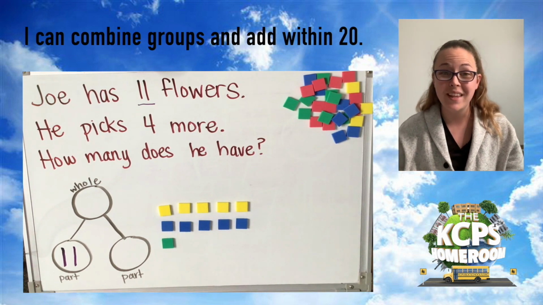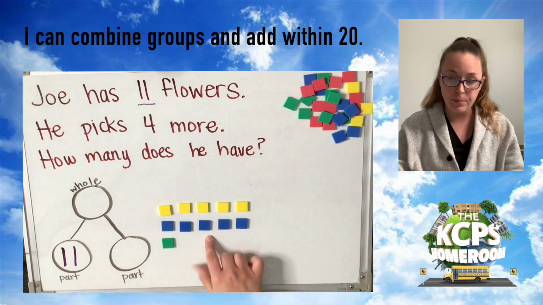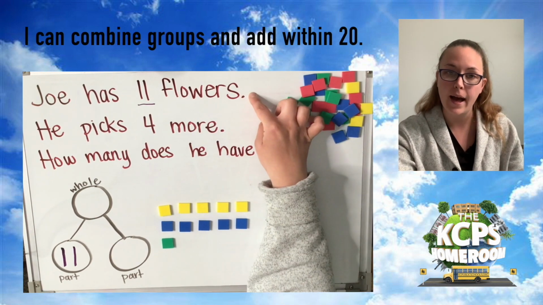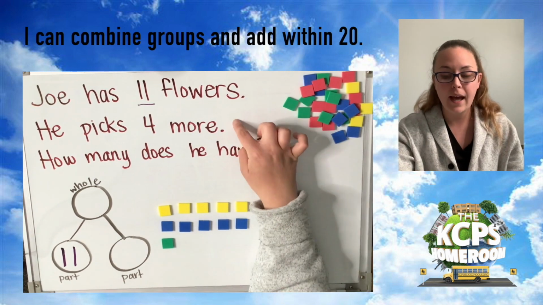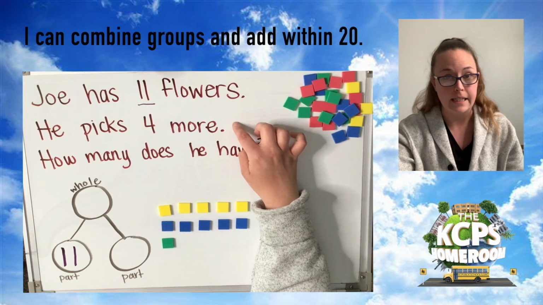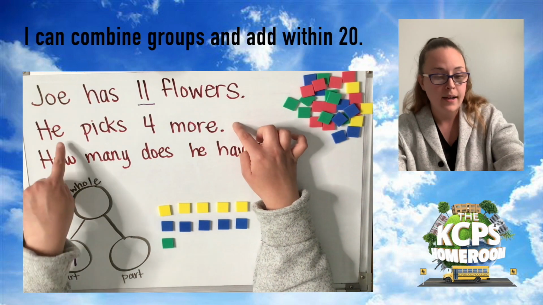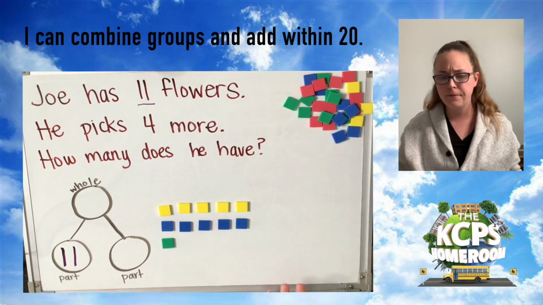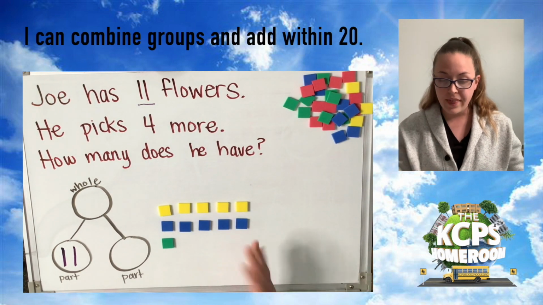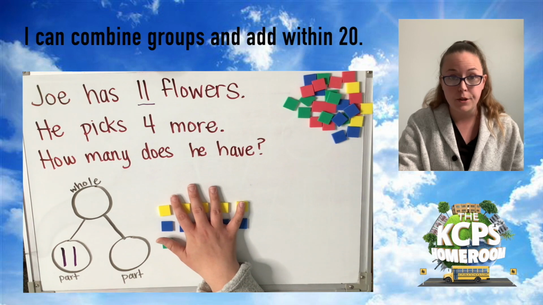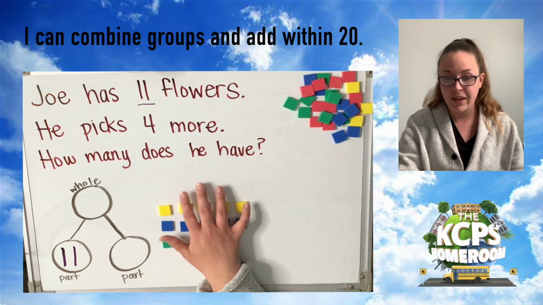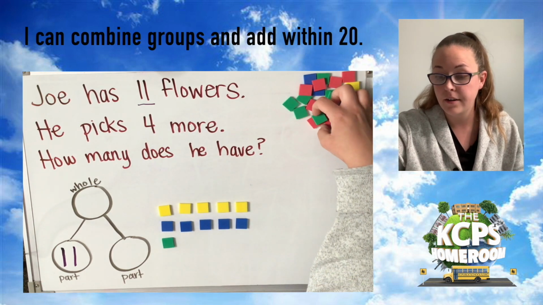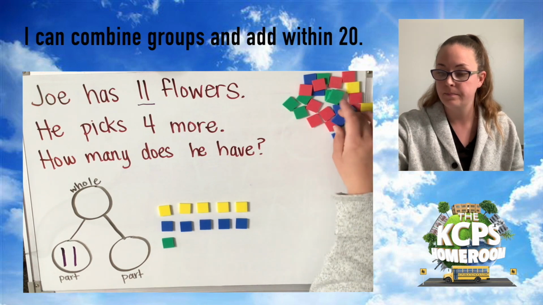Great job! That's 11 counters, which represents the 11 flowers that Joe has. Next, we have to model this second sentence. So let's read it again. He picks 4 more. What does that mean, 4 more? That means that these counters represent the flowers he has, and that we need to add another group of flowers.